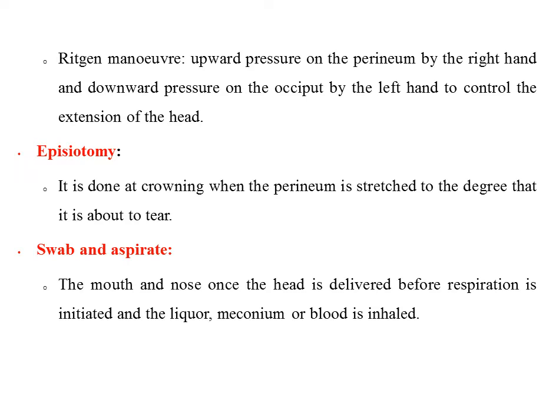Maneuver: upward pressure on the perineum by the right hand and downward pressure on the occiput by the left hand to control the extension of the head. Evacuation. It is done at crowning when the perineum is stretched to the degree that it is about to tear. Swab and aspirate the mouth and nose once the head is delivered, before respiration is initiated, so that liquor or blood is not inhaled.